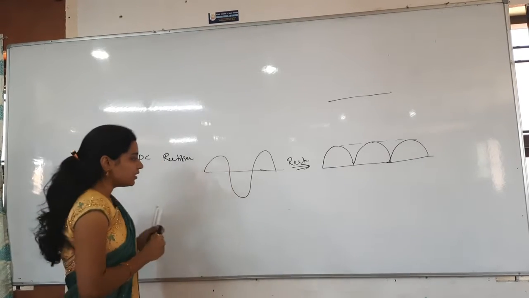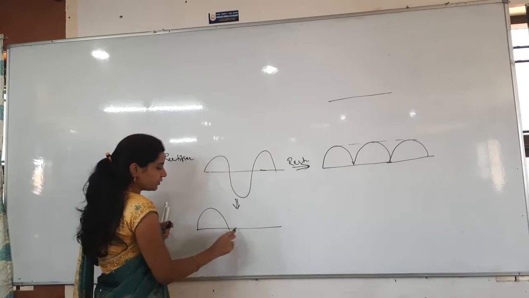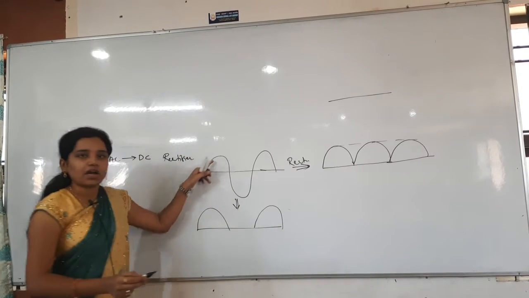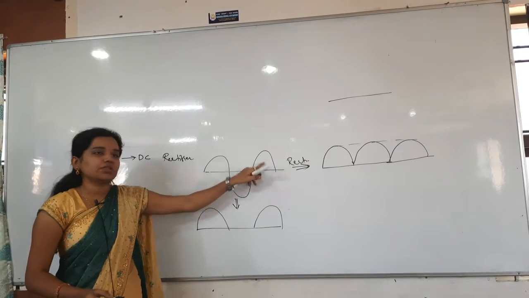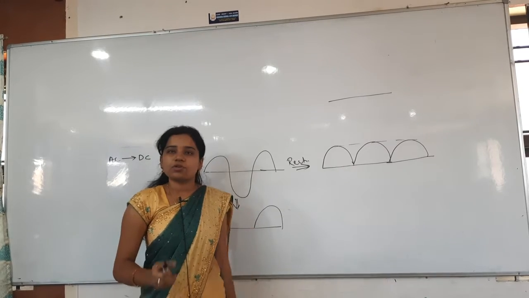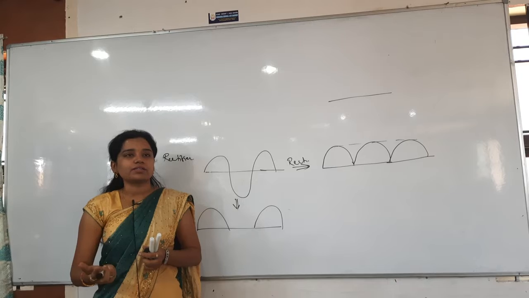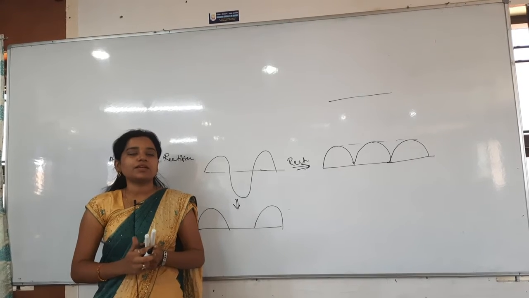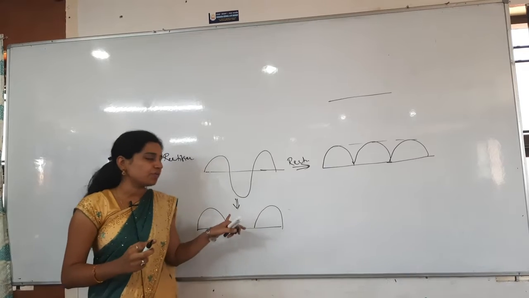After the half wave rectifier you will get output like this, only the positive half is filtered here. Then you get the next positive half cycle like that. So only the positive half gets rectified in the case of forward bias. Whenever I take the reverse bias, the remaining half cycle also gets rectified. This is the output of the half wave rectifier.